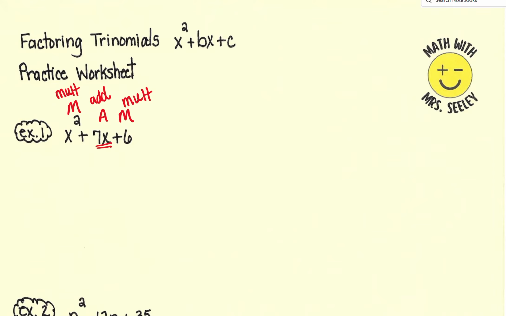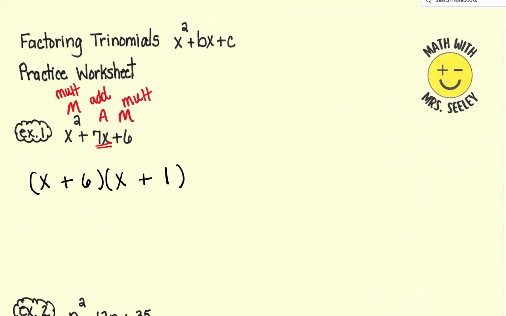So let's begin by drawing our parentheses like we do when we factor. And let's ask ourselves, what do we multiply to get x squared? Well, x and x, that's all it could be. What do you multiply to get 6, but add to get 7? Well, that's 6 and 1, because 6 times 1 gives me 6, but 6 plus 1 adds to give me 7.